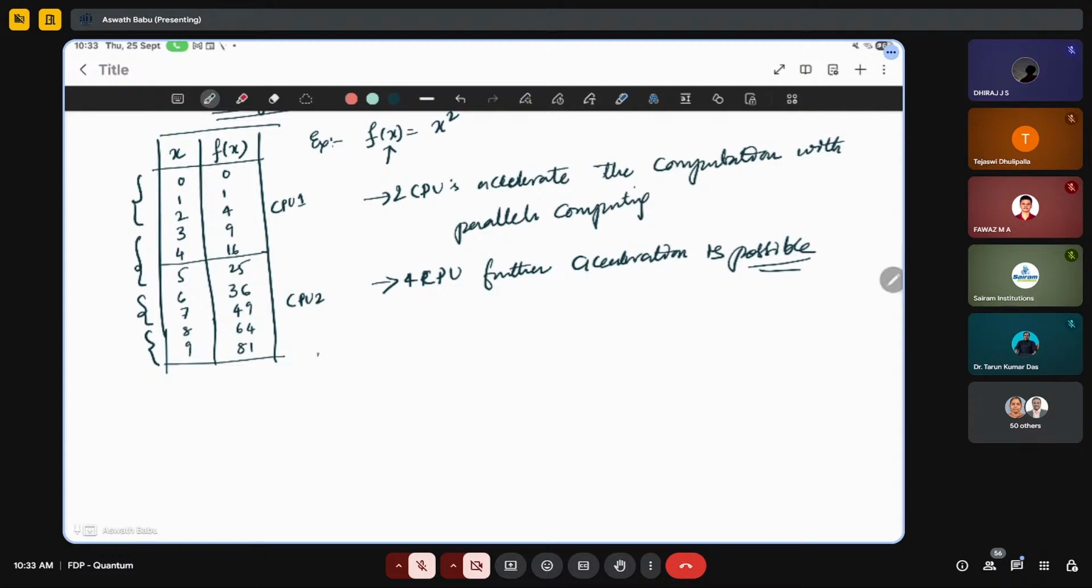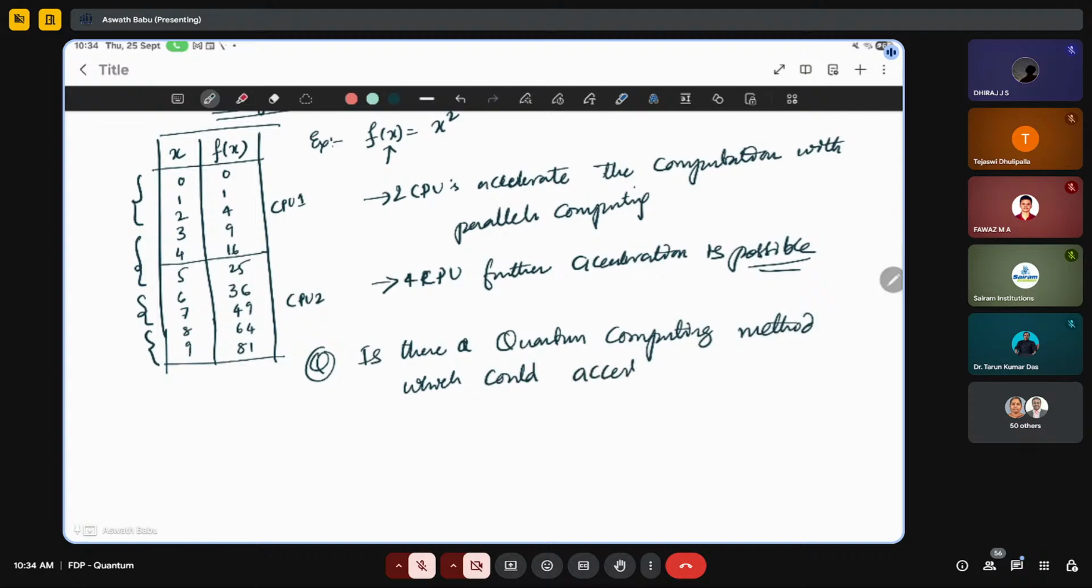The question is, is there a quantum computing method which could accelerate further? Okay, the answer is yes. What is that? It is quantum parallelism.